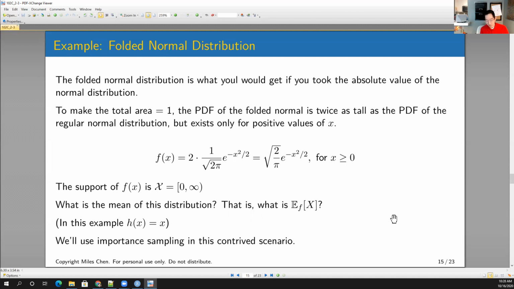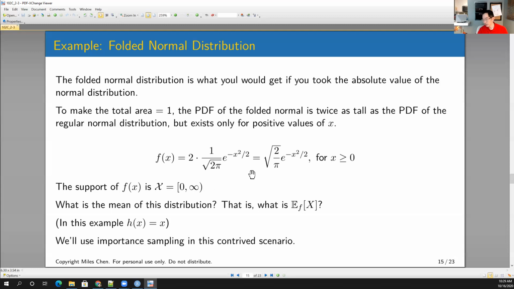And in order to make sure that the PDF still integrates to 1, the PDF of the folded normal distribution is going to be twice as tall as the PDF of the regular normal distribution. So your PDF is going to be 2 times the PDF of the standard normal. So this is the PDF of the standard normal, and our function is twice as tall as this. Okay, and so this is the PDF that I have, and the support of the folded normal is going to be from 0 to infinity.